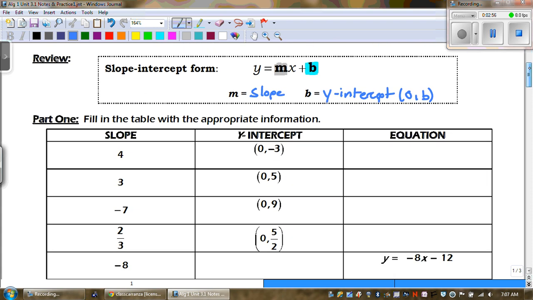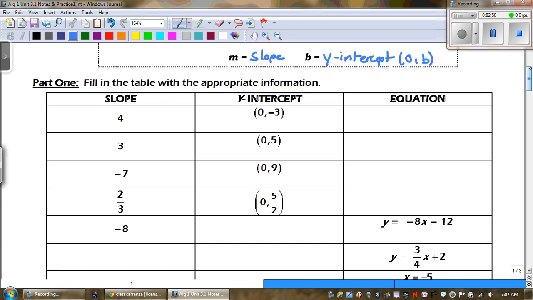So what it's telling us to start with, it says fill in the table with the appropriate information. If I have a slope and a y-intercept, I know it's going to be y equals something x, and we need to fill in the blanks. That's where our slope goes, and that's where the y-intercept goes. My slope is 4, so it's 4x, and then my y-intercept is -3. So we get y equals 4x minus 3.